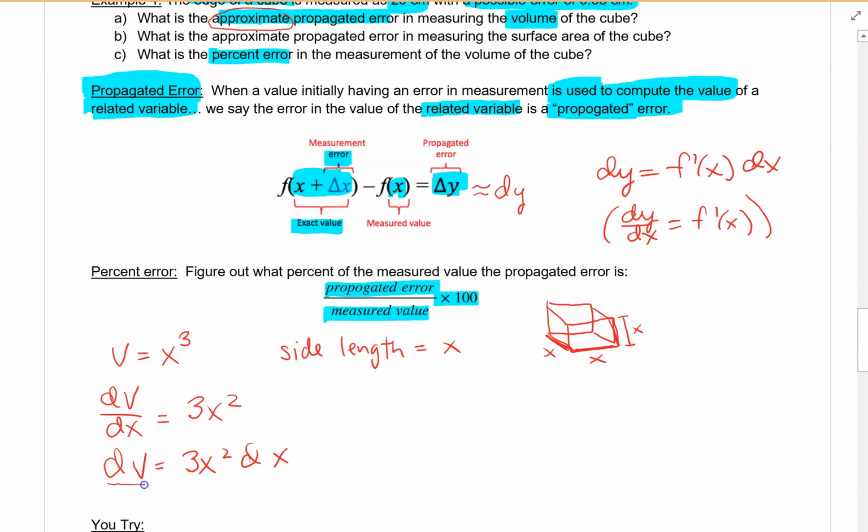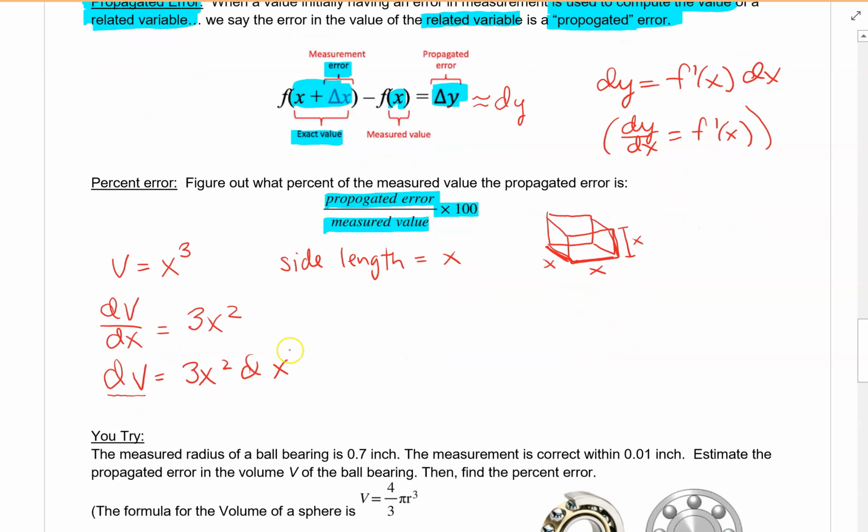Here's my differential for V. That's the propagated error in volume. And here's my differential for x. So this is my error in measurement of the side of the cube, because the side of the cube is x. That's the first thing we measured. And so there's the error in measurement of the side of the cube, because it's dx. The dV would be the propagated error, the resulting or related error that would affect the volume.